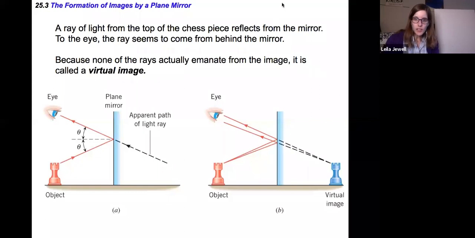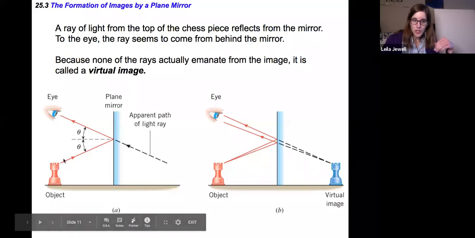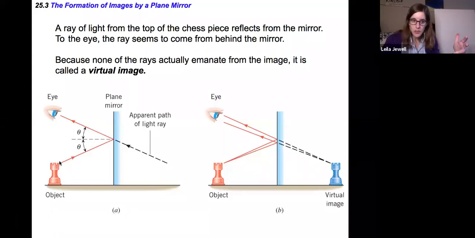Now, a ray of light that is coming from the top of some object, like a chess piece, will reflect from the mirror, right? So we could imagine just drawing one of the light rays that's coming off of the chess piece, and it reflects off of the mirror, and it follows our law of reflection, right? Relative to this normal line drawn here, these two angles, theta, must be equal to each other.